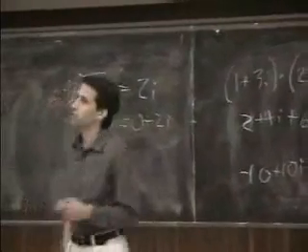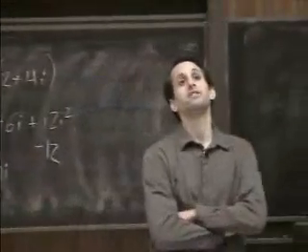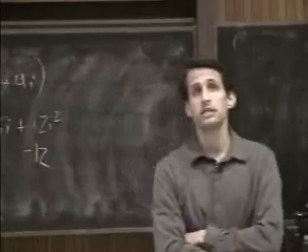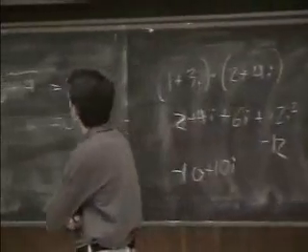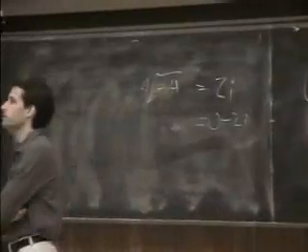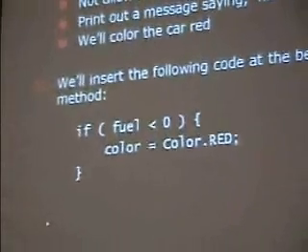So what I'm going to do, inside the paint method, I'm going to insert this code. If the fuel is less than 0, or maybe I should have said, you know, less than or equal to 0. If the fuel is less than 0, color equals color.red. So I've now permanently changed the color of the car to red.